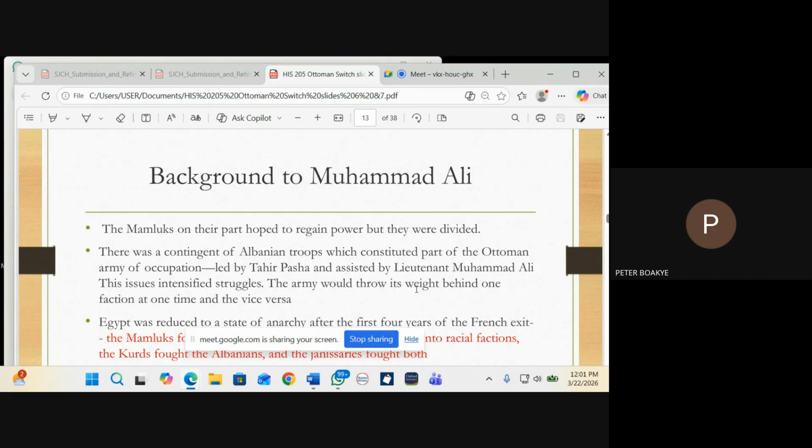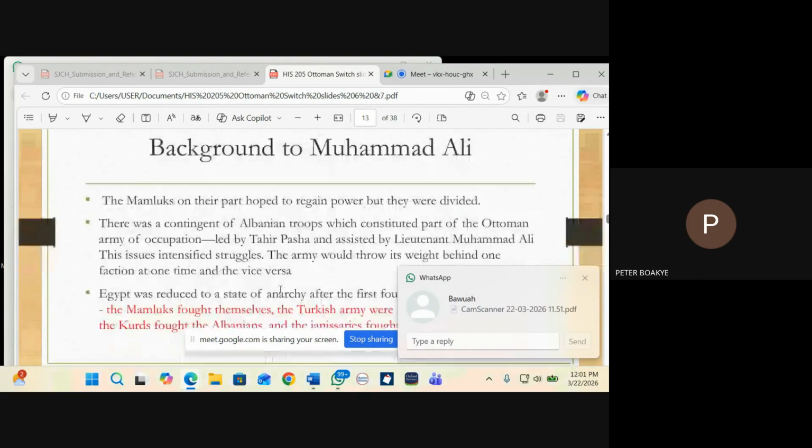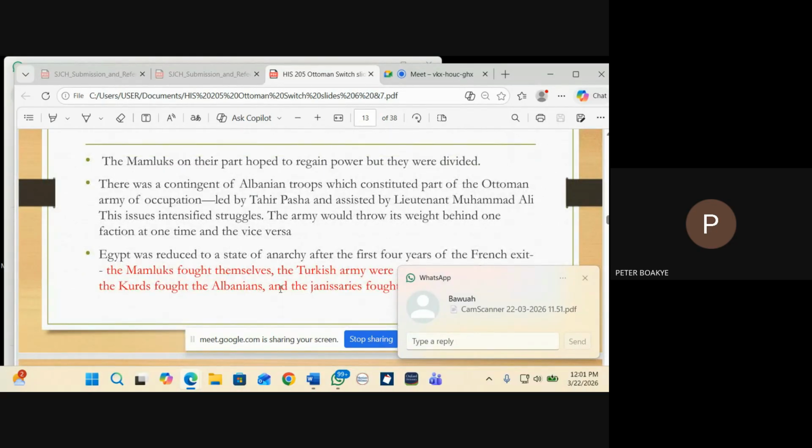There was a contingent of the Albanian troops, which constituted part of the Ottoman army of occupation, and this was led by Tahir Pasha and assisted by Lieutenant Muhammad Ali. Now, these issues intensify struggles, and the army would throw its weight behind one person at a certain point, and again they will do so to another person, and so on and so forth. I know such a situation would actually generate confusion.